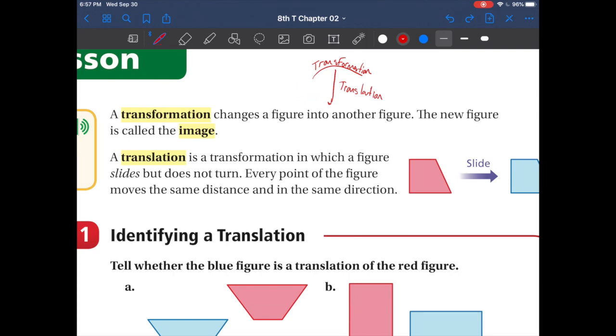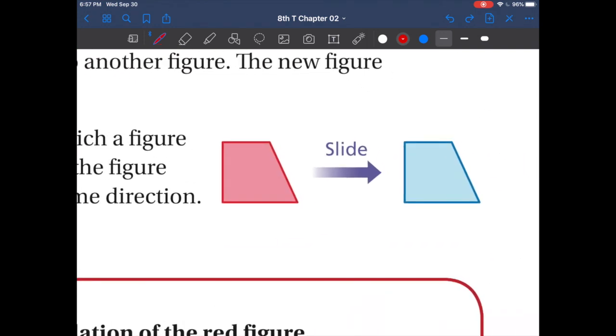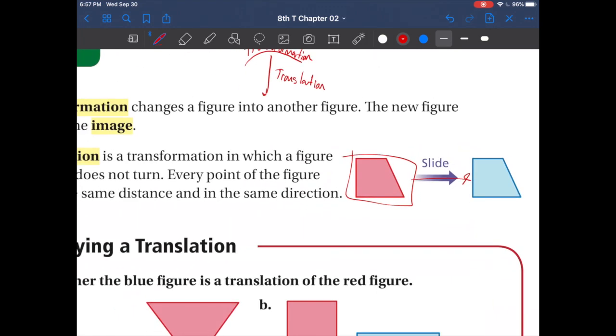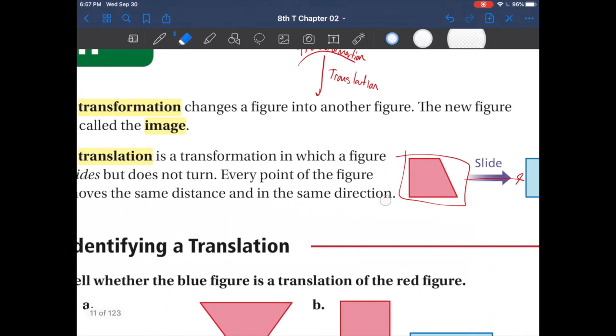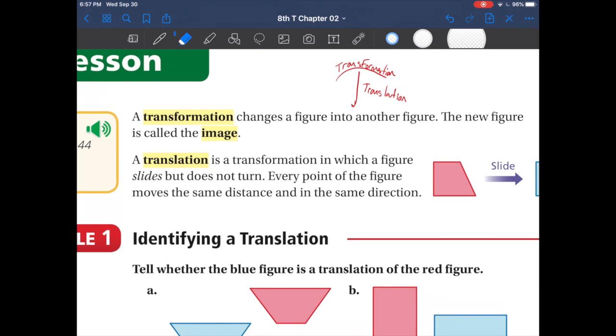But all it does is it slides, but it doesn't turn, all right? So think of it. It goes from here to here. It didn't turn, it didn't rotate, it didn't do anything like that. It just slid over, okay? Now, every point on the figure moves the exact same distance, all right? And this will make more sense once we get to the graph. But we're gonna do some quick questions to see if we can figure out what a translation is, okay?